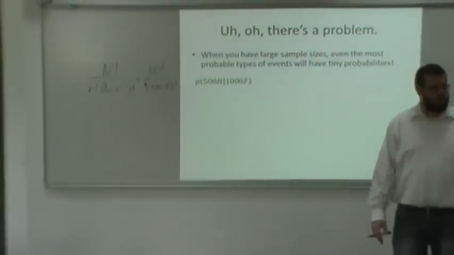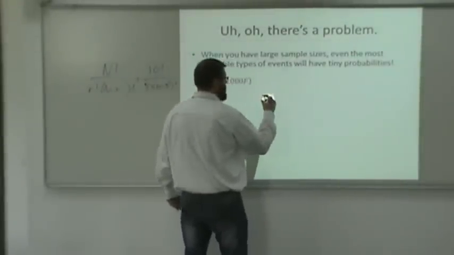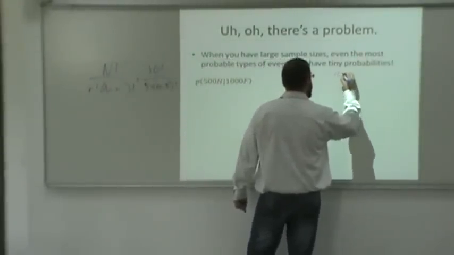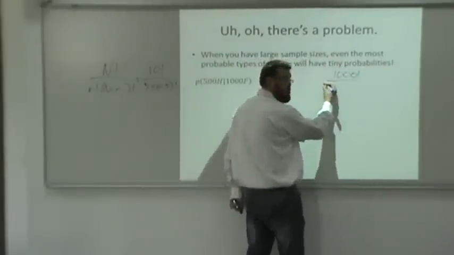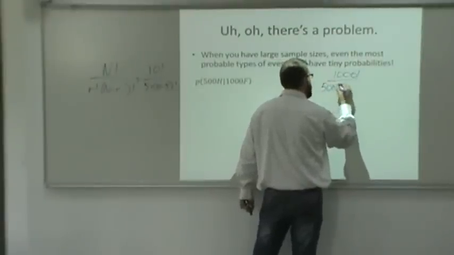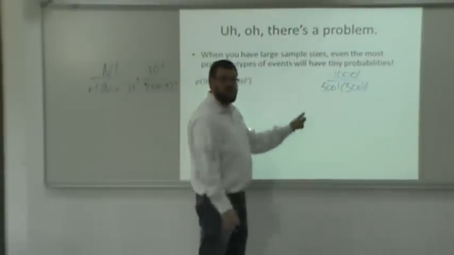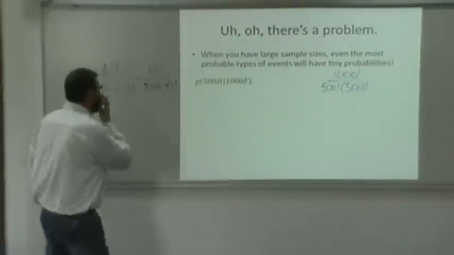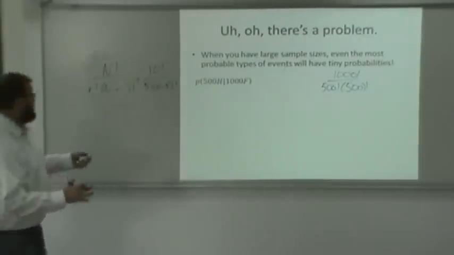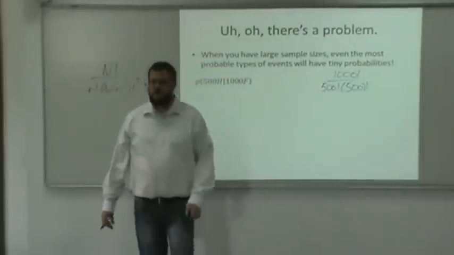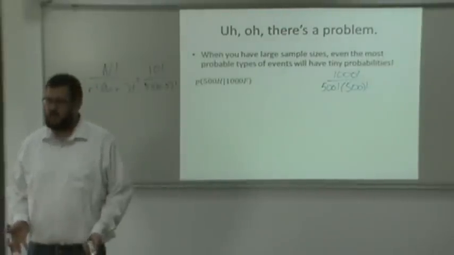I mean, the same rule. We have our events, multiplied by 1,000 factorial divided by 500 factorial multiplied by 500 factorial. So this will tell us the number of ways that we can get 500 heads, right? So we're going to multiply the number of ways that we can get 500 heads by the probability of any one example of 500 heads, right?